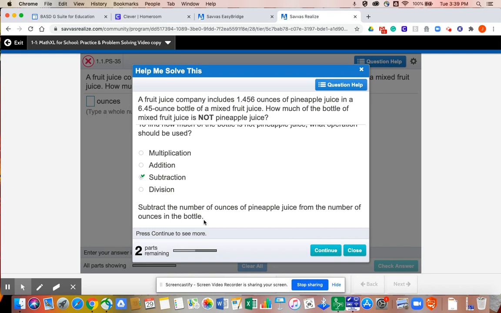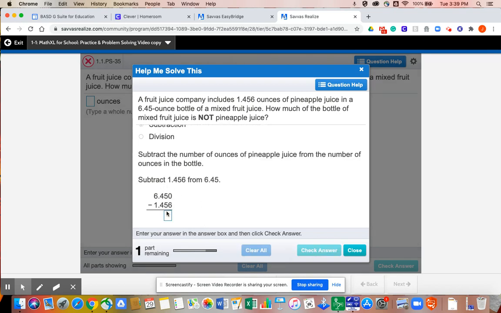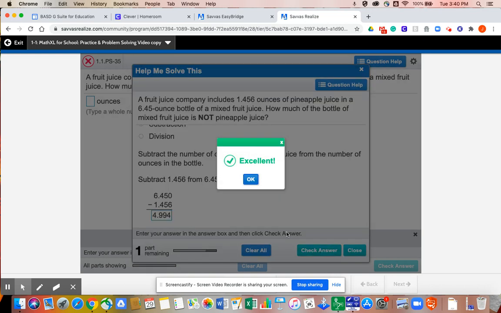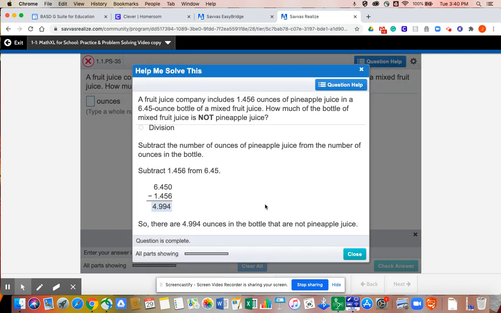So that would be 6.45 minus 1.456. And I get it, okay, continue. And it will work me through the subtraction problem. So I get an answer of 4.994. Answer, it's good. And there's my answer, so I close.